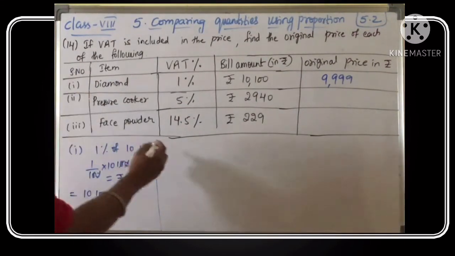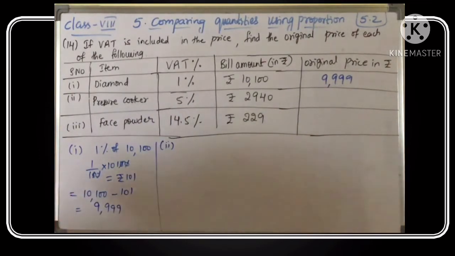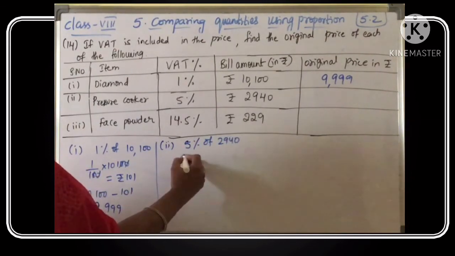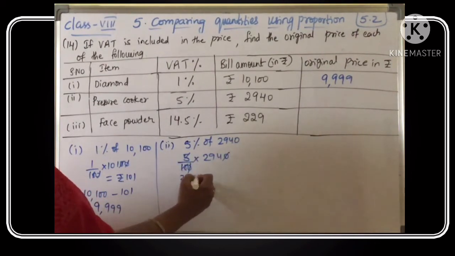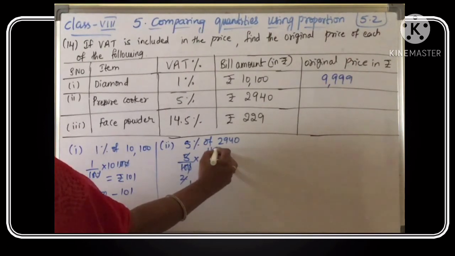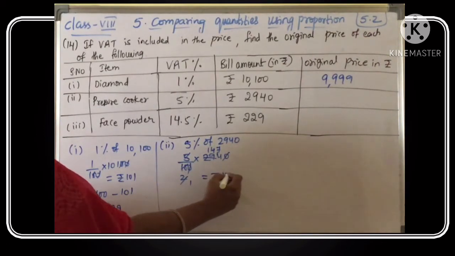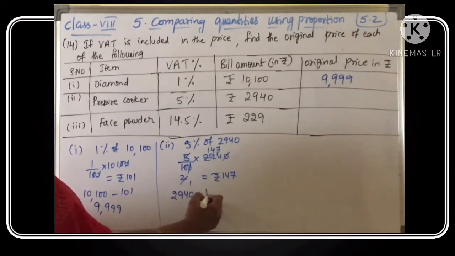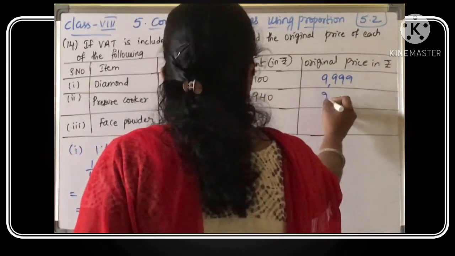Now next, pressure cooker. How much VAT percent is included in the bill amount? 5%. That means we should find 5% of 2,940, that is 5 by 100 into 2,940. When I cancel, 2 1s are 2, 2 4s are 8, 2 7s are 14. So 147 is included in the bill amount. Now we have to subtract, children. 2,940 minus 147, when you subtract, you will get 2,793. So this was the original price of the pressure cooker.